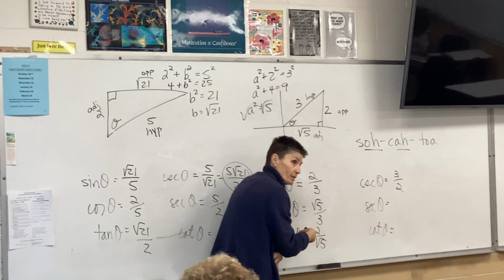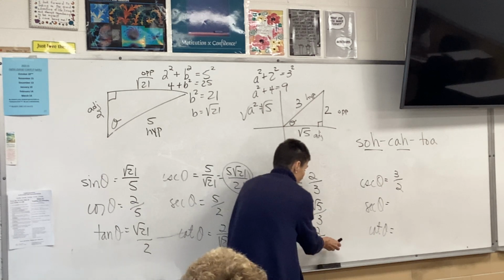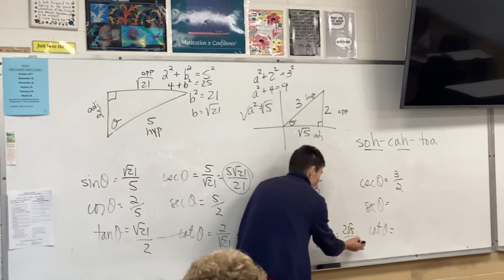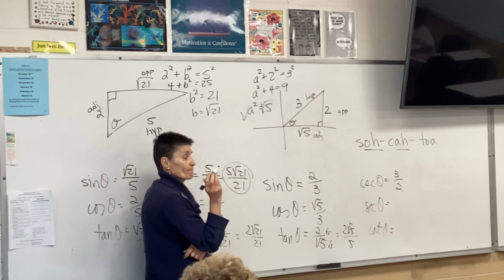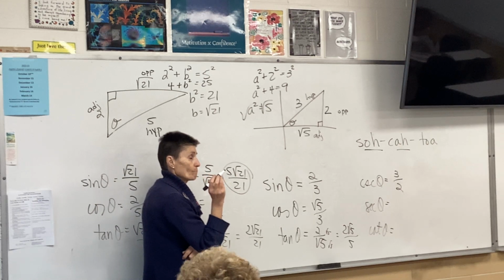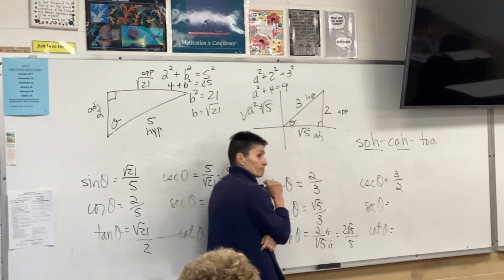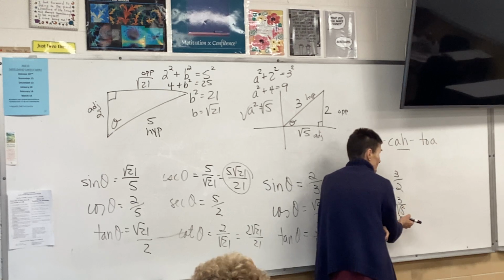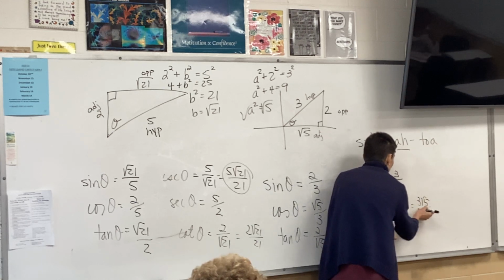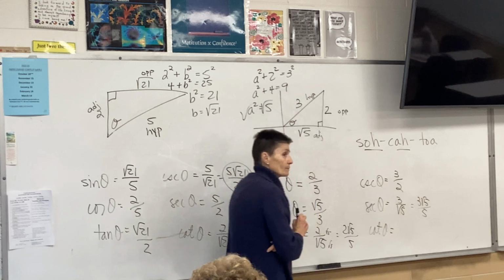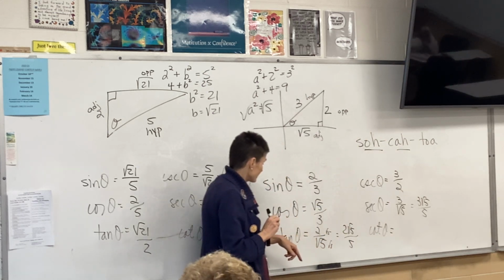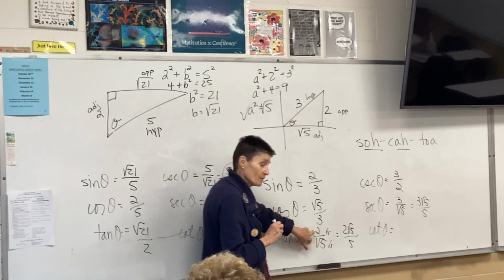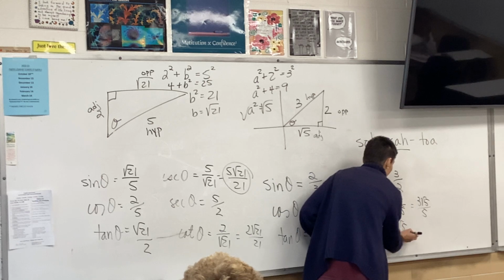Okay, well that's not so good. So we'll multiply top and bottom by root 5. And we get 2 root 5 over 5. Secant is the reciprocal of cosine, so it's going to be 3 over root 5, which needs fixed. 3 root 5 over 5. And then cotangent is the reciprocal of tangent, so I'm going to flip it right here and make it root 5 over 2.